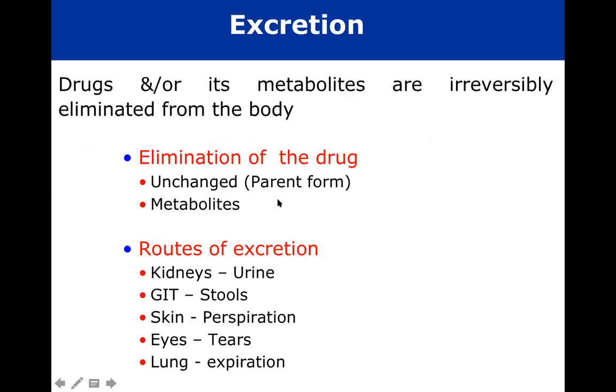Now we are talking about excretion. Excretion is the 4th part of pharmacokinetics. The drugs and or their metabolites are irreversibly eliminated from the body, either unchanged or with their metabolites, and the routes of excretion are through the kidney, GIT, skin, eyes, and lung.